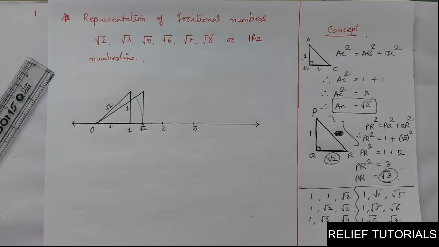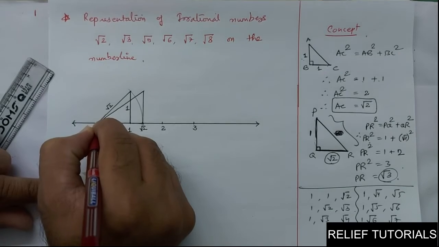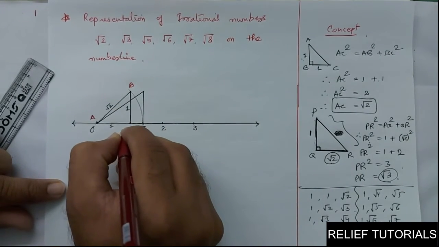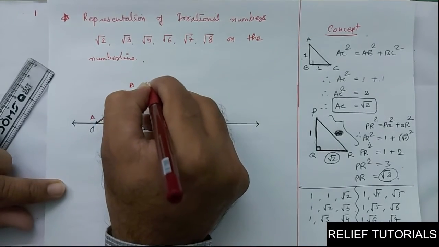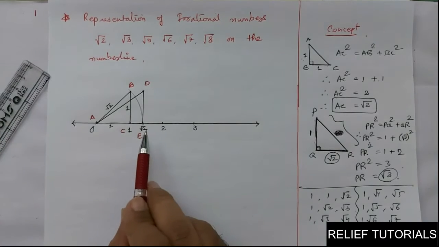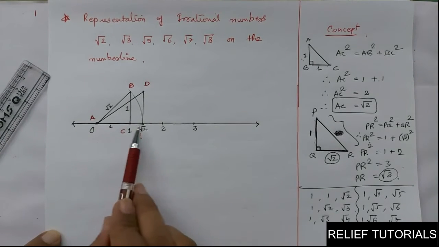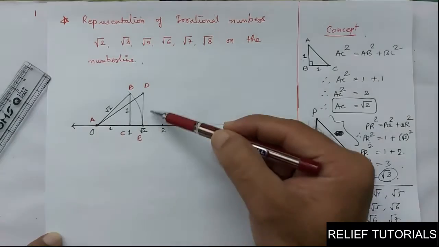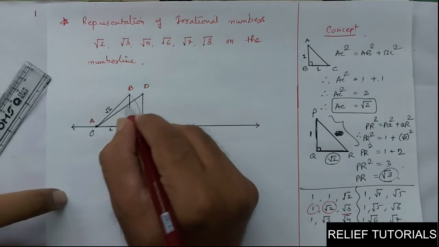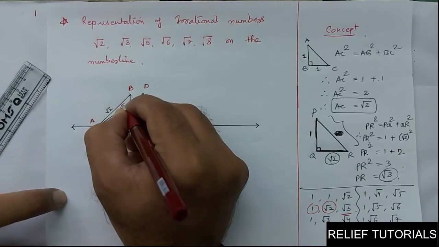Look at this right angle. Let me give some names. If I say this point is A, here is B, here is C, here is D, and this is E. So point E represents root 2. So AE length is root 2 and DE length is 1. So with root 2 and 1, the hypotenuse would have the length root 3. So this length AD is root 3.